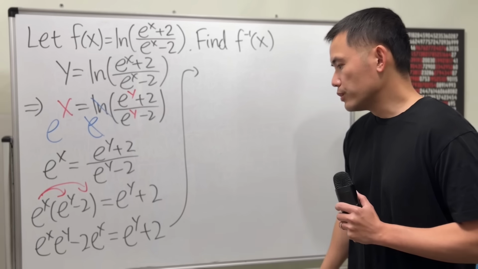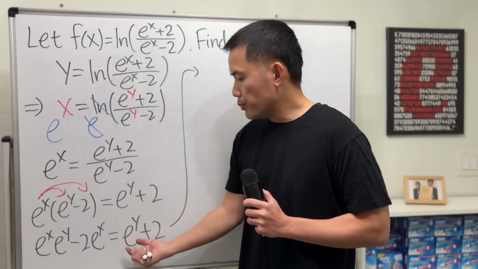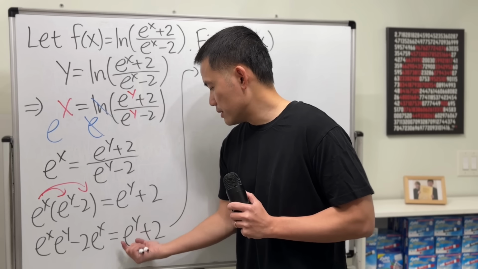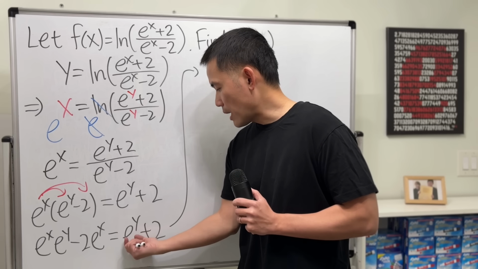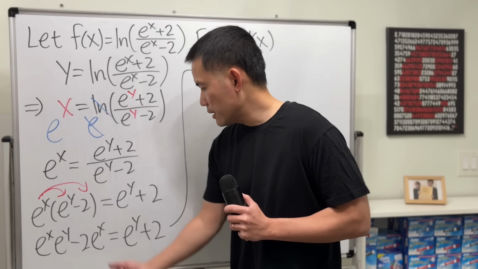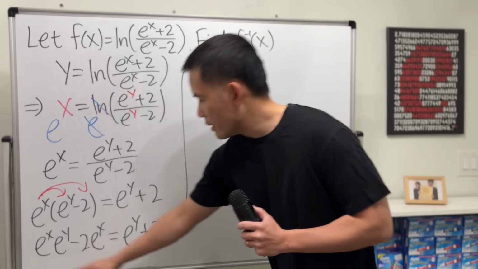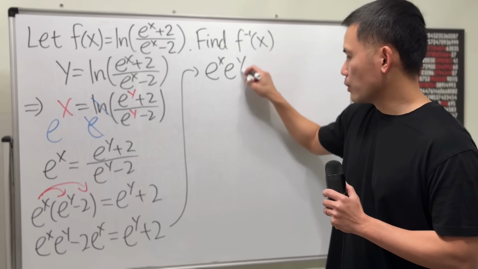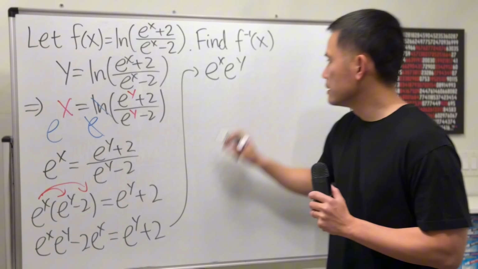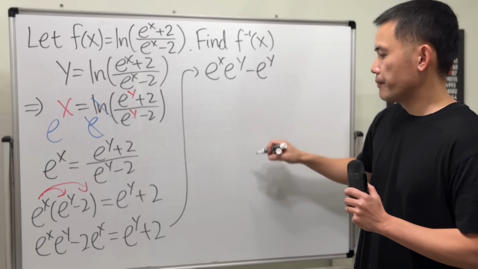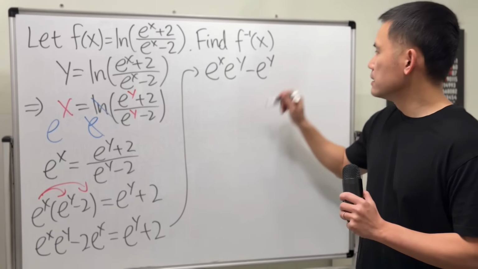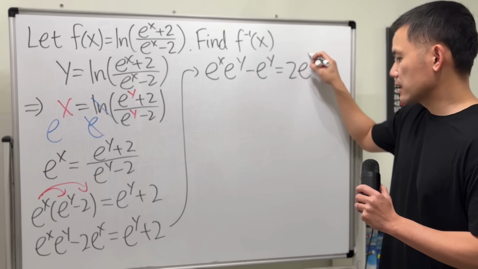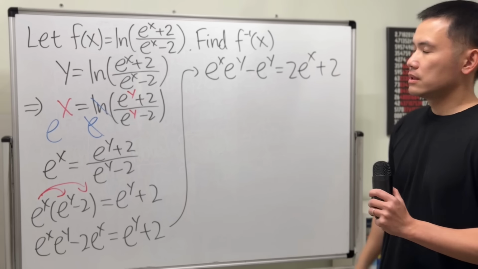Okay, what do we do next? Well, we need to put all the terms that have the y on one side and the rest on the other. This term has the y in the power. Let me put this to the other side, and let me move that to the other side. So this right here stays. e to the x times e to the y minus e to the y is equal to, positive, 2 e to the x plus 2.